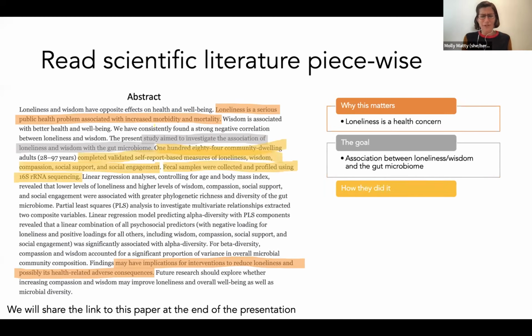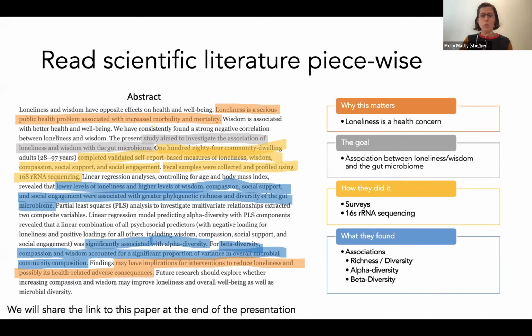Then we'll get into how did they do that? Well, so they did some surveys on 184 community dwelling individuals. They did some self-reporting, and then they took fecal samples, yes, poo, and profiled them using 16S rRNA sequencing, which I'll describe in just a moment. And then what they found was some associations of the richness or diversity of the microbiota in terms of these two terms called alpha diversity and beta diversity, which I'll explain. And I'm hoping that with these few key terms, we can give you the tools to engage with a lot of scientific literature about the microbiome.